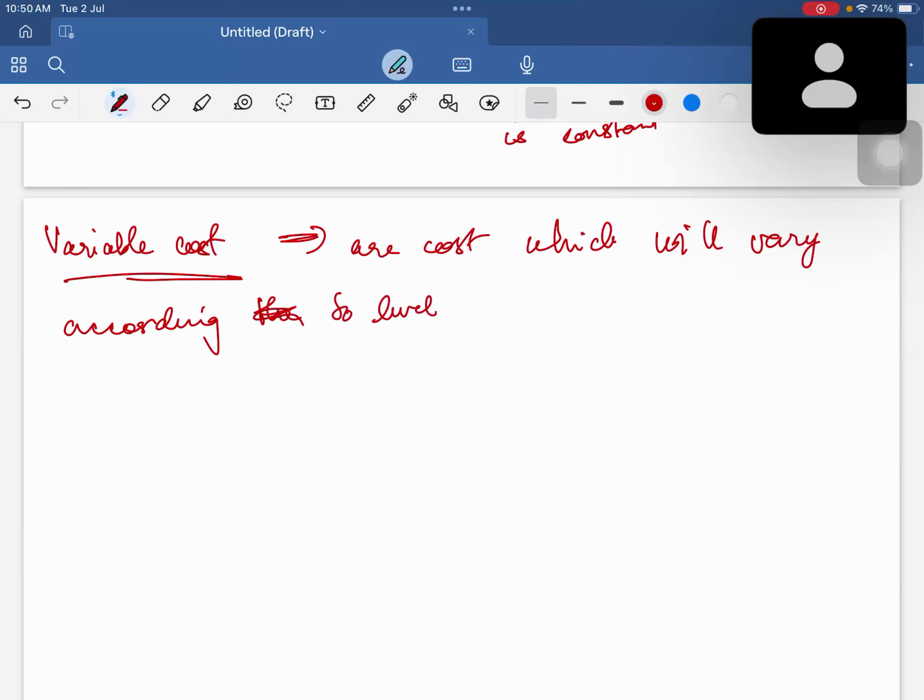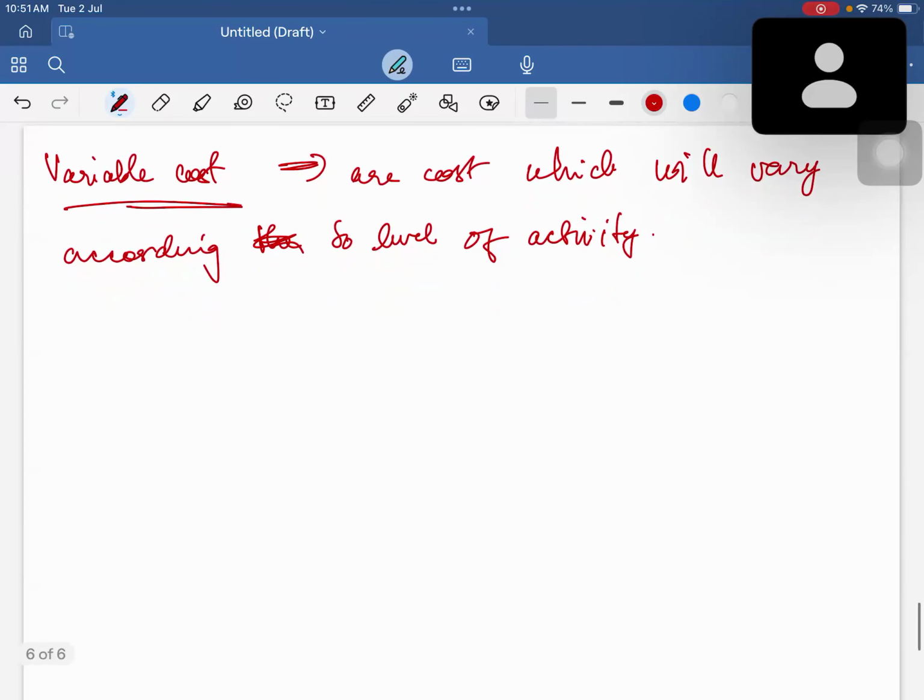Instead of saying output, I'm going to use another term, that is activity. Why activity? Because in this area, we acknowledge that it is not just the unit cost, it can also be an hourly cost. So instead of saying output, we are going to replace it with the word activity.